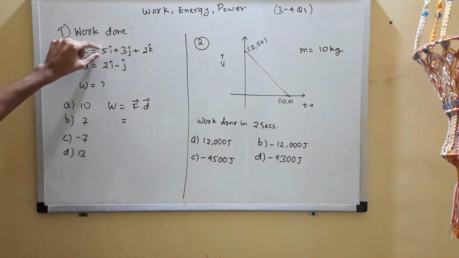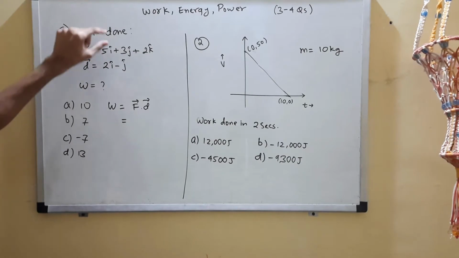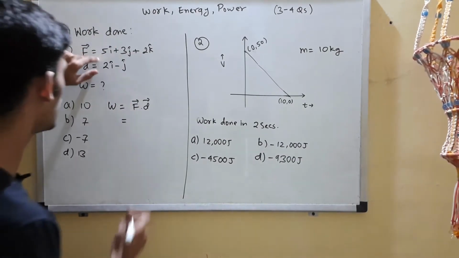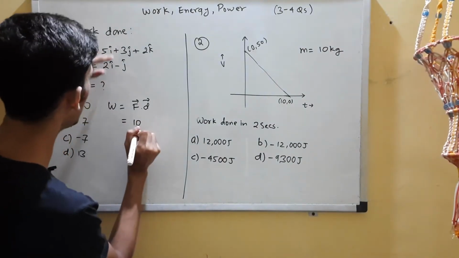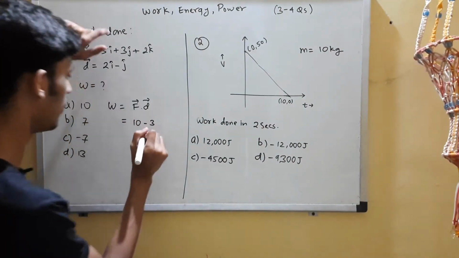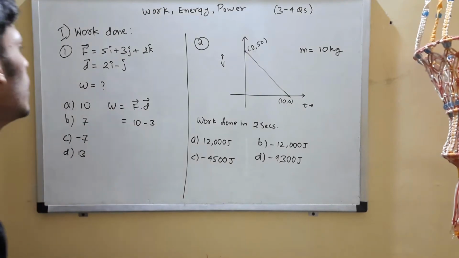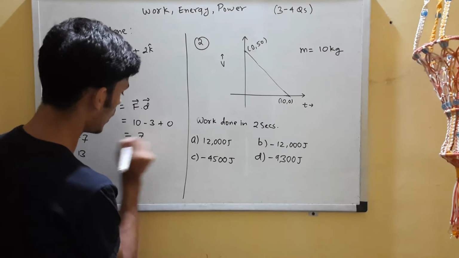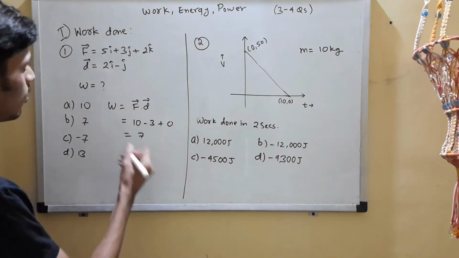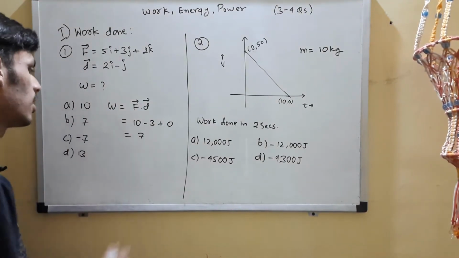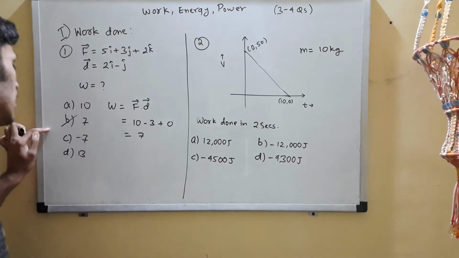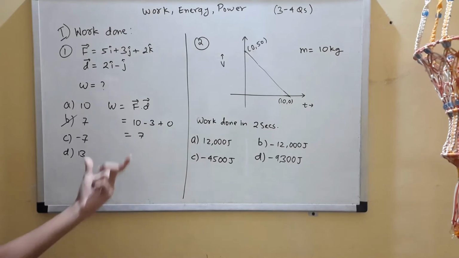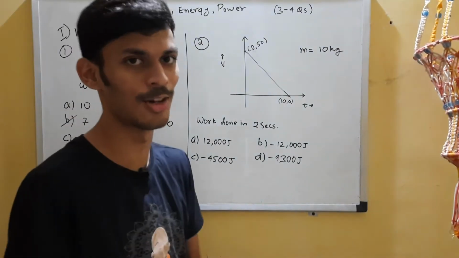In a dot product, you just multiply the i's together, the j's together, and the k's together, and add them all, right? So 5 twos are 10. 3 and minus 1, that is minus 3. And 2 into 0 is 0. So 10 minus 3, that is 7 joules, or whatever the unit may be over here. So 7 is the correct choice, option B. Just a simple dot product and you have your answer.